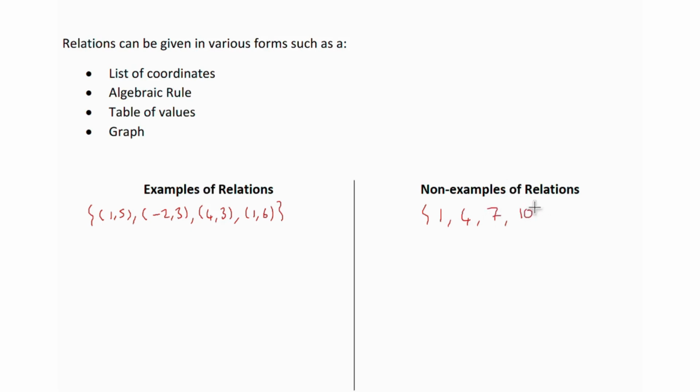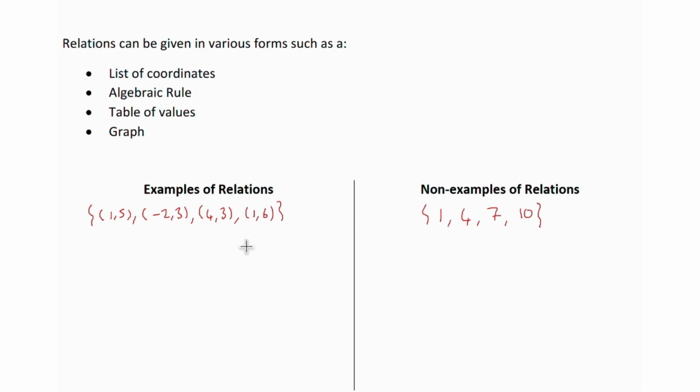Or even if I make it so it actually follows a pattern. That is not a relation because this is not a set of ordered pairs. There is a pattern within those numbers, but it's not a relation because there's nothing that's paired with each of those values. What else could be a relation?